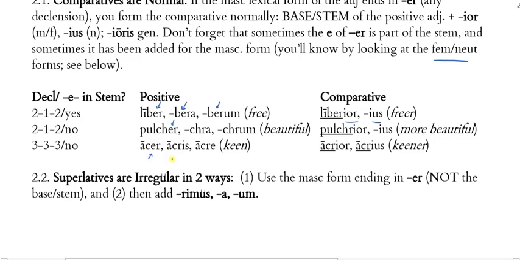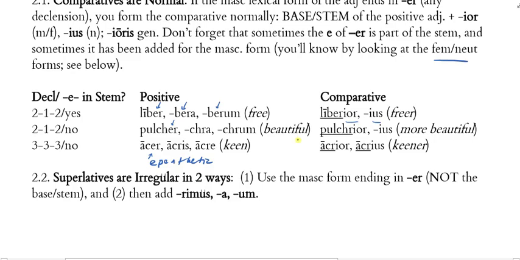It's what's sometimes described as an epenthetic E, epenthetic, right? It's been placed inside the form to break up that cluster of consonants there. So I take acr, not acer, and then I add ior and ius: acrior, acrius for keener.